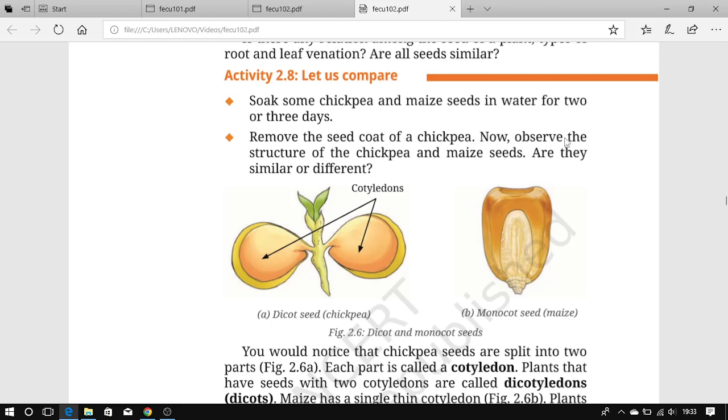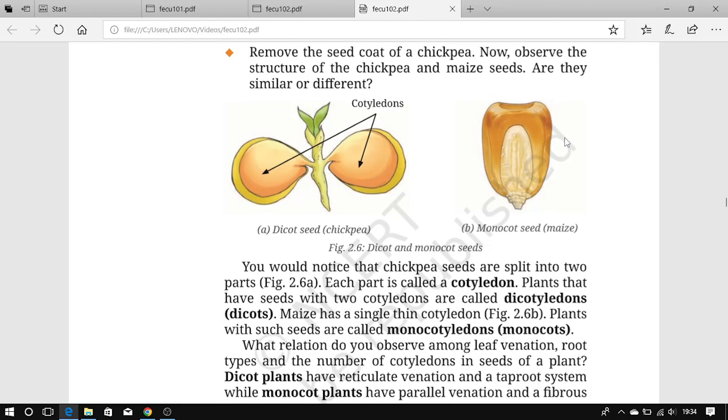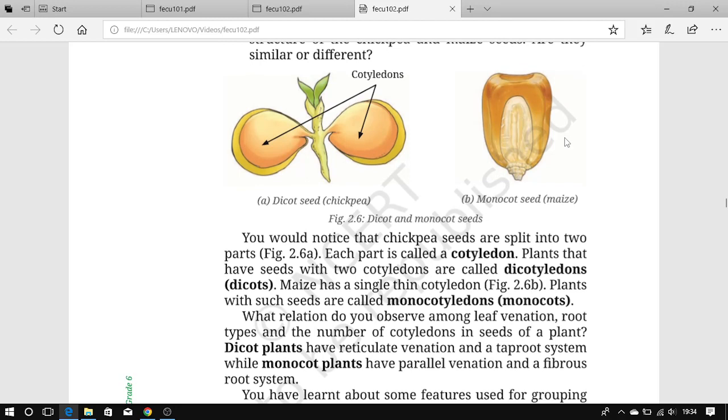Are they similar or different? Of course, they are different. You would notice that chickpea seeds are split into two parts.